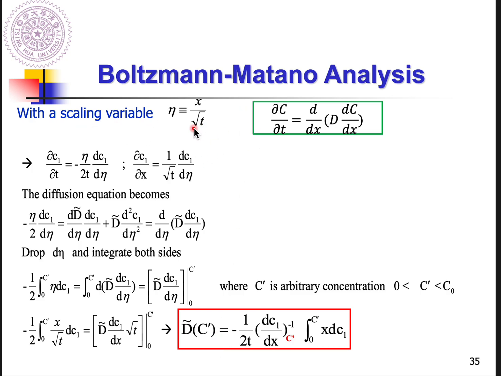After setting this variable eta, in the following process we try to convert this equation to partial c partial eta. It has 2 variables, but we try to convert it into 1 variable, eta. That's how we deal with it. The next step is to deal with the left-hand term, partial c partial t, and we use the chain rule.